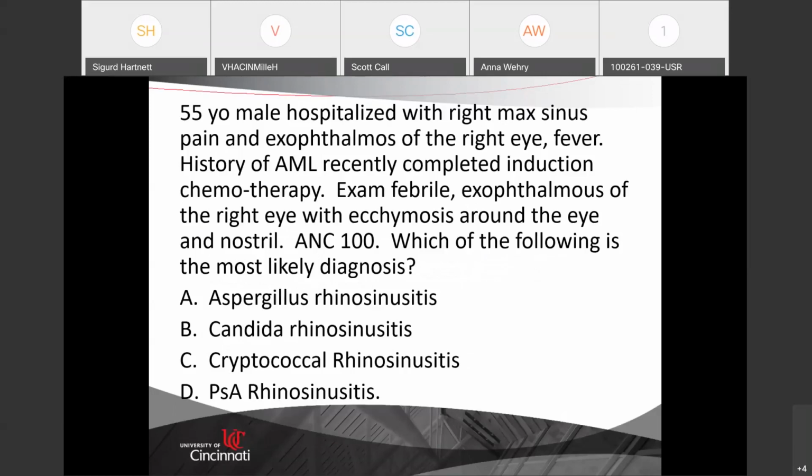So here's our next case: a 55-year-old gentleman with a history of AML who presents with maxillary sinus pain, proptosis of the right eye, and fever. He was found to have bruising around that eye and the nostril, and then actually a scar in the nostril. ANC is 100. Which of the following is your diagnosis? Would anybody like to make a guess?